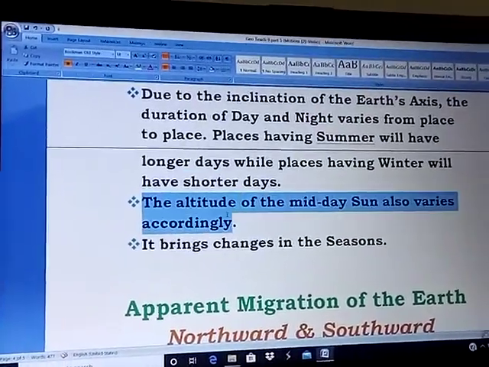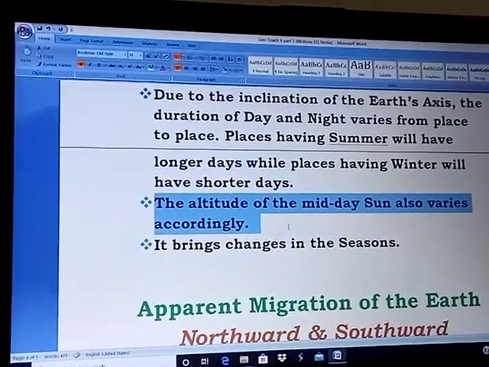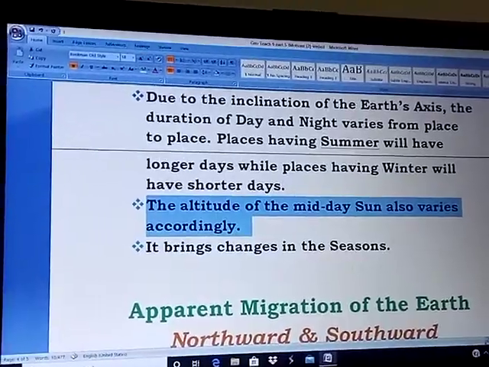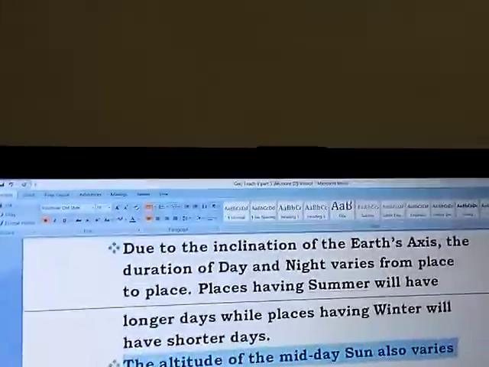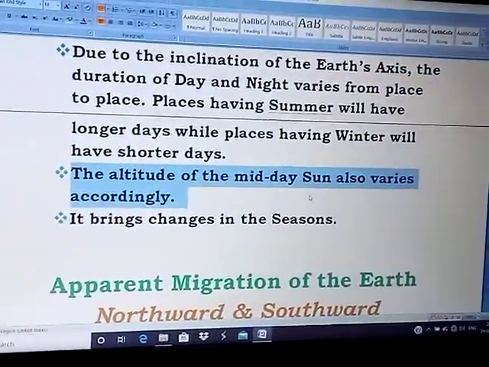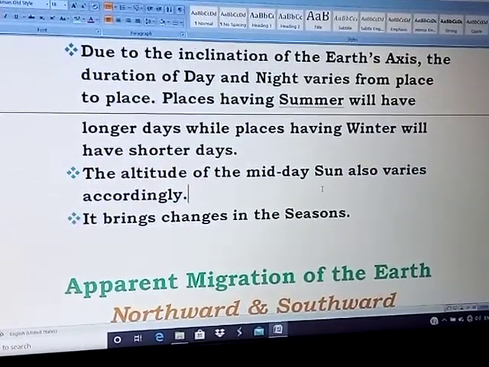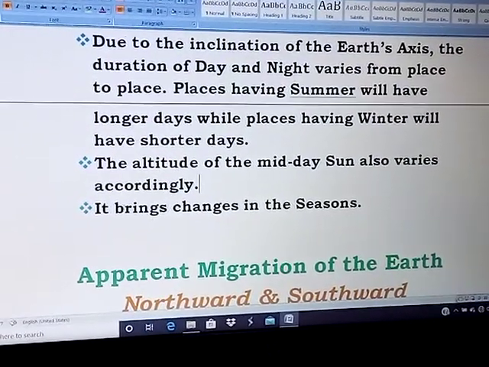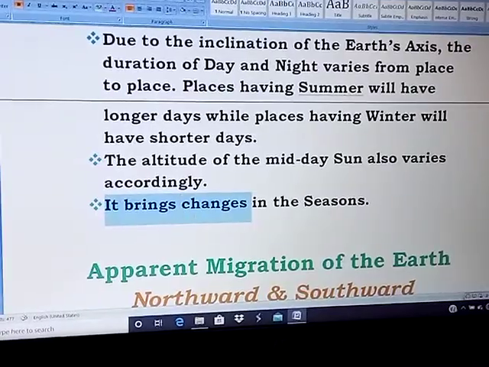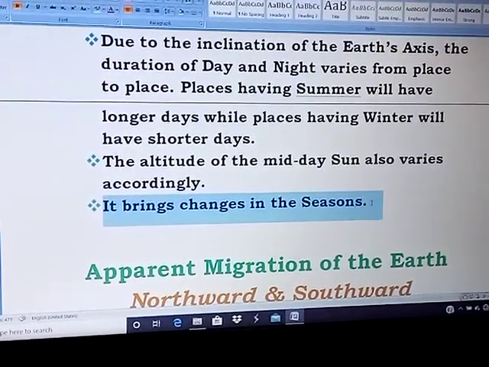The altitude of the midday sun also varies accordingly. Altitude means the sun is overhead. So that also depends from place to place, the timing. And of course it brings changes in the seasons too.